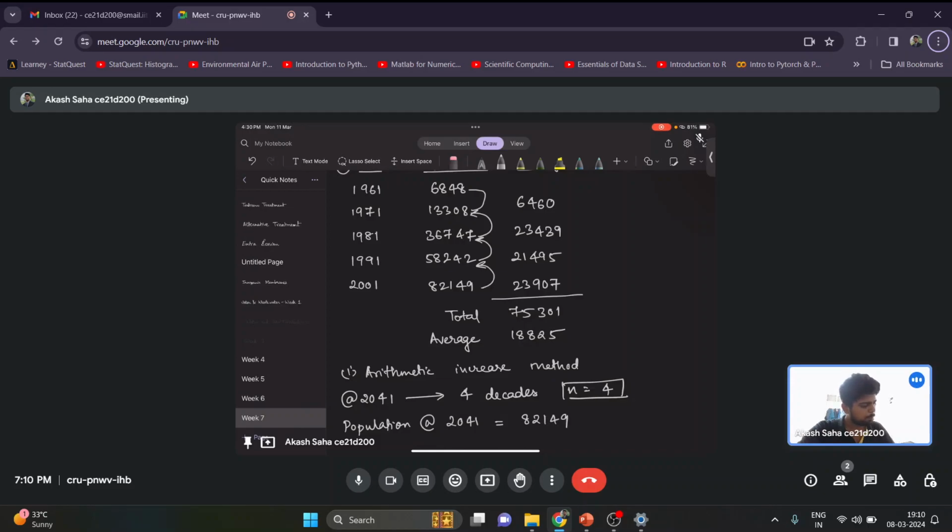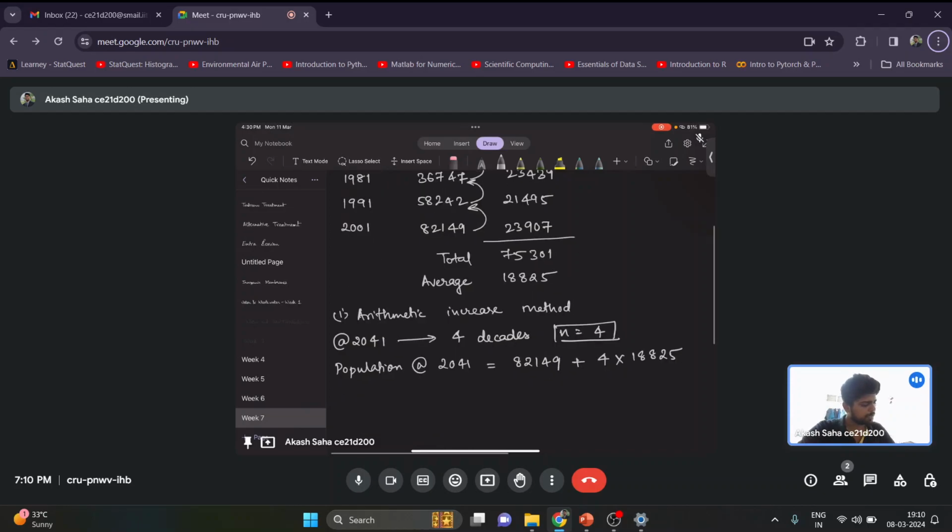It is 82,149, plus the number of decades, that is n, that is 4, into the average increase in the population, which is 18,825. So if we calculate that, we will get the answer as 157,449. So this will be my population at 2041.